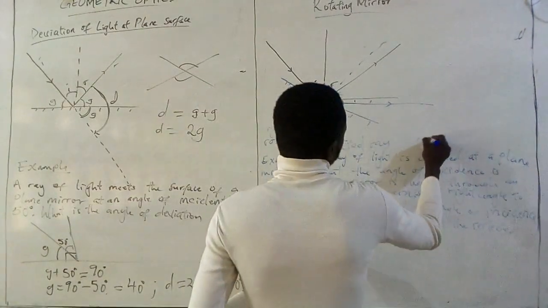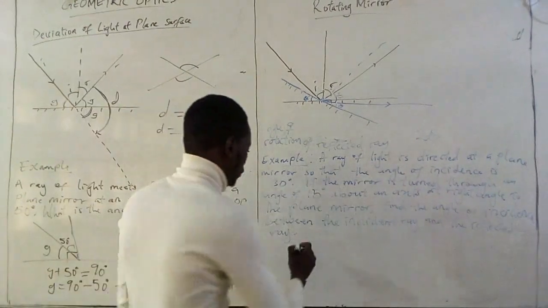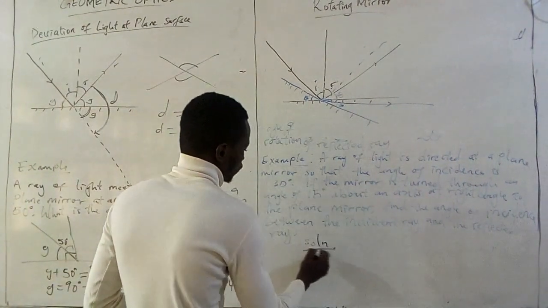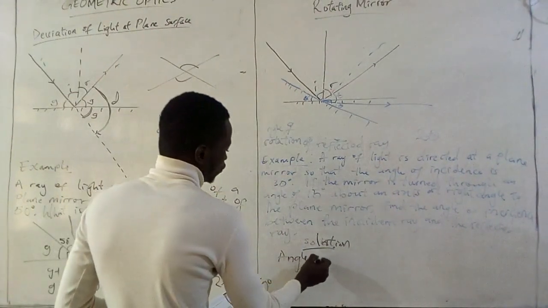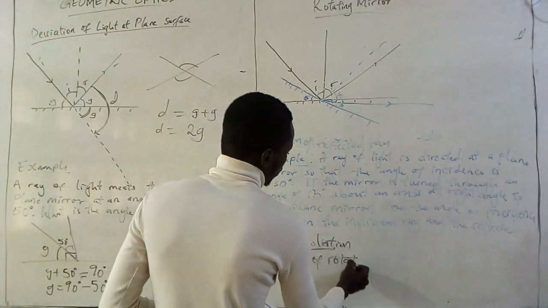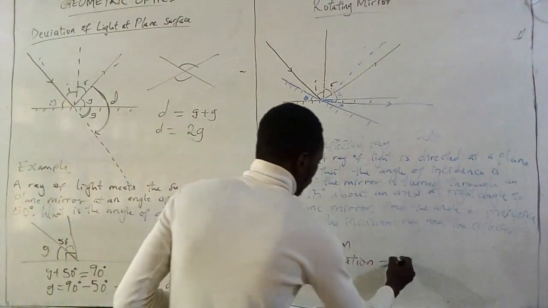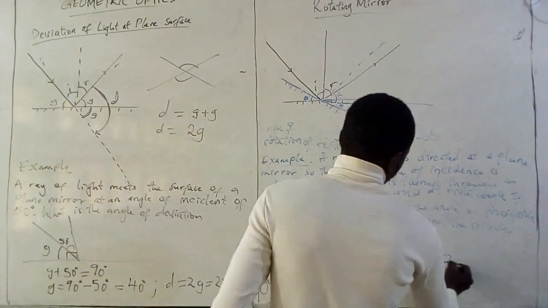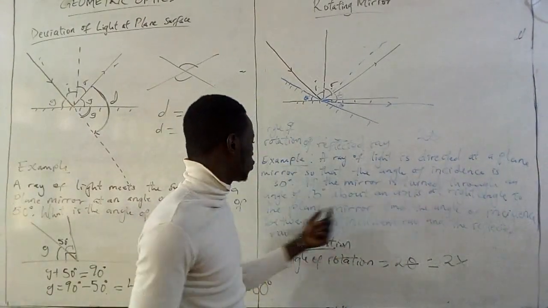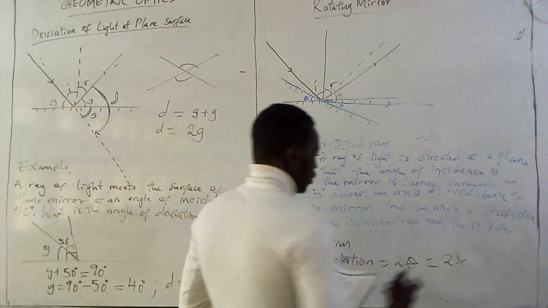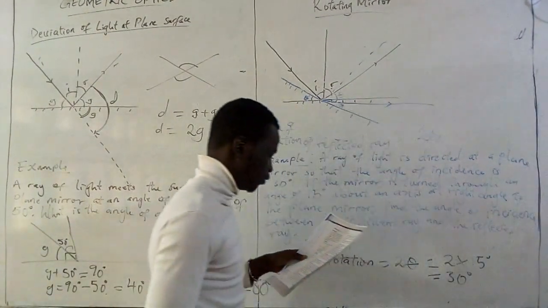So the angle of rotation of the reflected ray will be equal to 2 theta. That's 2 times. We are given from the question that the mirror is turned through an angle of 15 degrees, so that will be 2 times 15 degrees. This will give us 30 degrees.